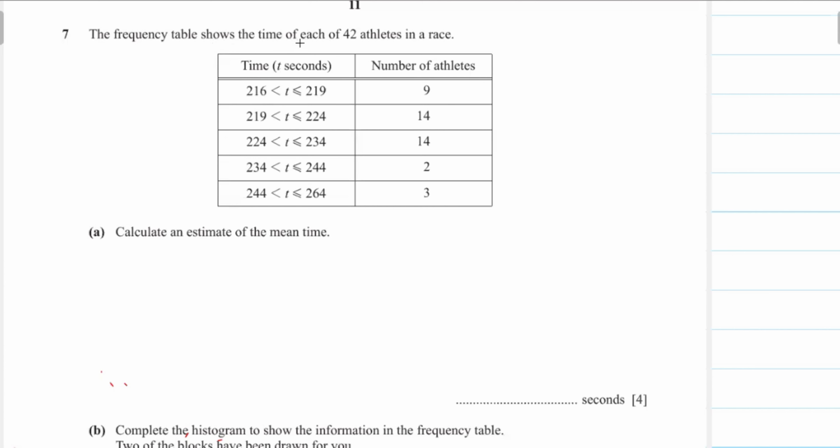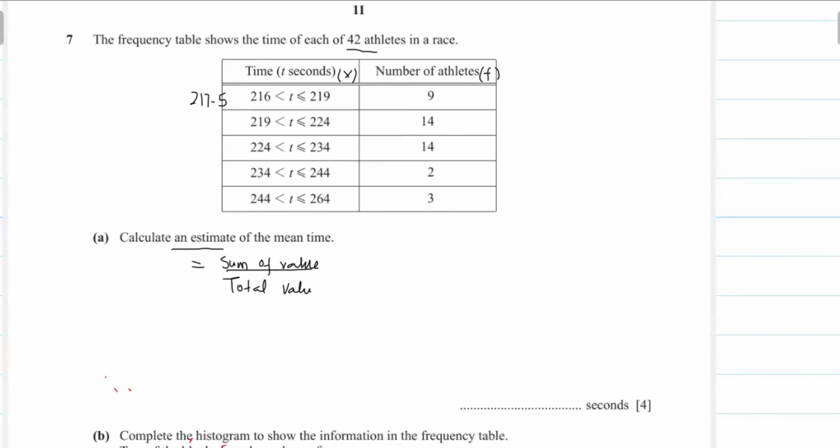Question number 7. The frequency table shows the time of each of 42 athletes in a race. Calculate an estimate of the mean time. The mean time is equal to the sum of values divided by the total number of values. Sum of values we can calculate by multiplying the frequency by the class mark. The class mark here is the middle value of the data. The middle value of 216 to 219 is 217.5. This is the middle value of the data.